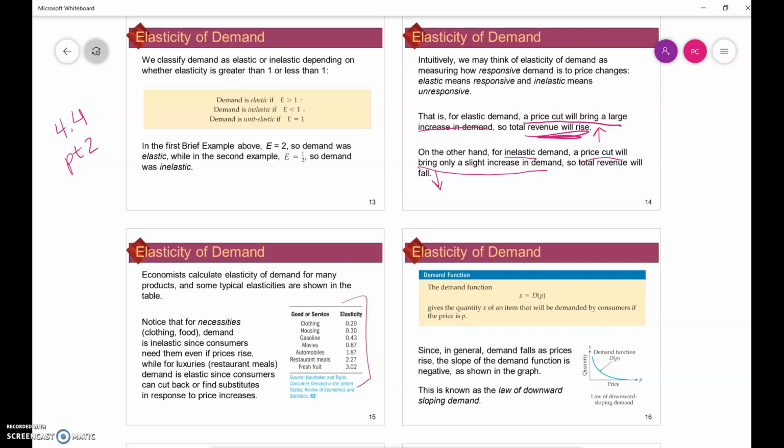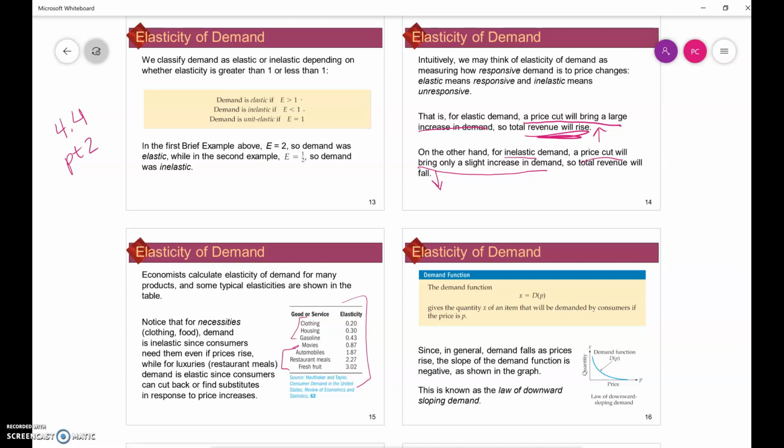ones that are elastic, or that will change a lot, are automobiles, restaurant meals, fresh fruit, and even almost movies. It's 0.87, so we're getting close to that 1 number. But it's inelastic for things like gasoline, housing, and clothing. They're much closer to 0, way less than 1, because people need those no matter what.